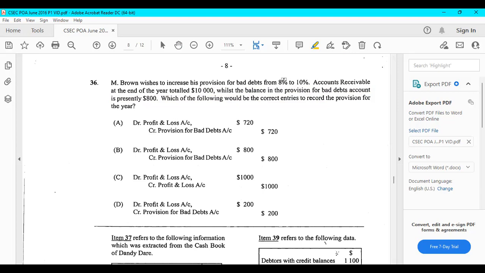So 2% of the debtor's amount, which is $10,000. 2% of $10,000 is $200. So we increase by 2%, which is equivalent to an increase of $200. And this is the amount that we'll record in our profit and loss account as a debit and in our provision for bad debt account as a credit entry. So our answer right here is none other than D.